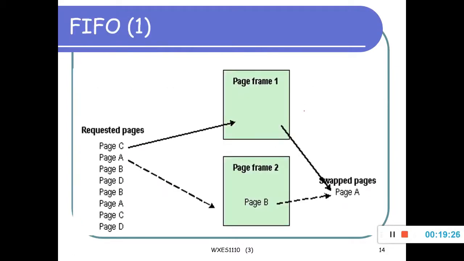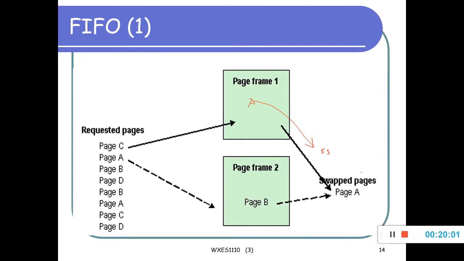So you have here, when a program calls for page C, page A must be moved out to make room for it, solid lines. Let's say page C wants to come in and needs to enter page frame 1. Page A, which was there previously, must be swapped. Page A is moved out to the secondary storage to make room for it.